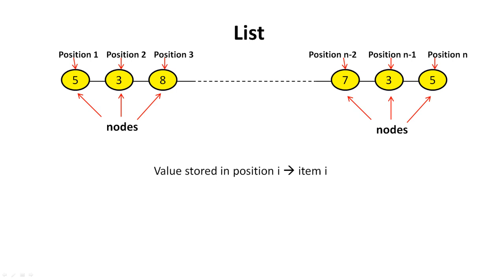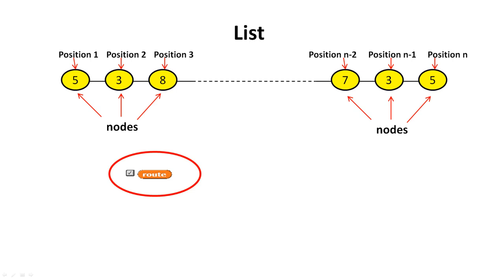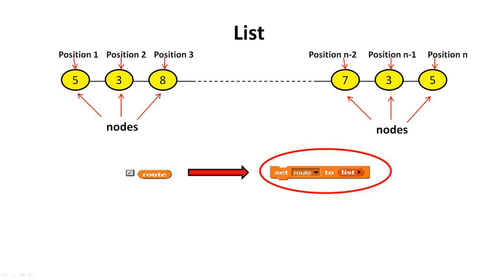In Snap for Arduino, we can access the value stored in position I as item I. Therefore, item 1 is 5. Item 2 is 3. And item 3 is 8. But how can we form such a list? First, we have to create a variable and then set this variable to be a list. Then, we can start inserting values into this list.